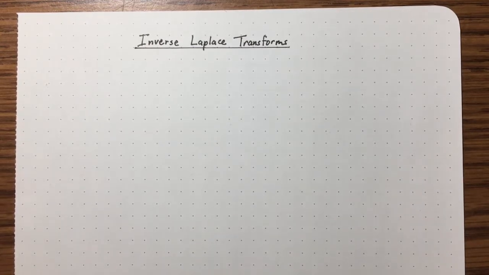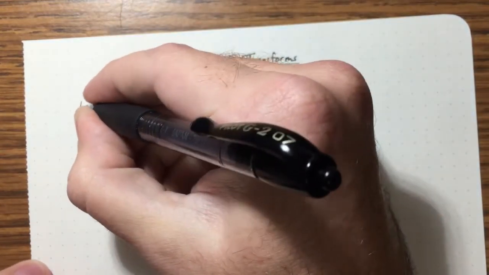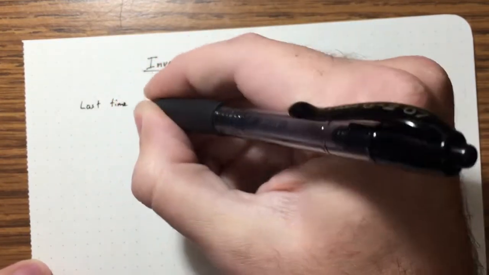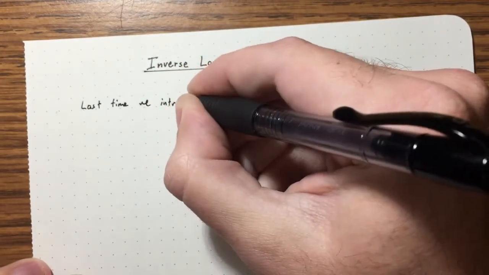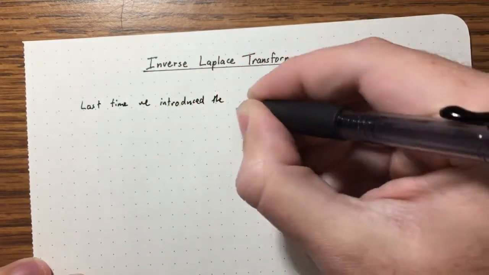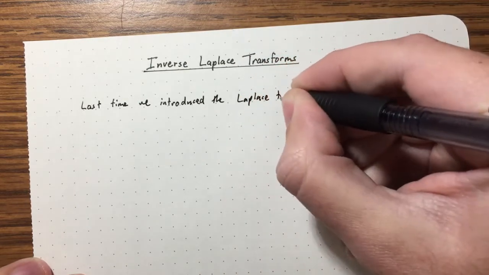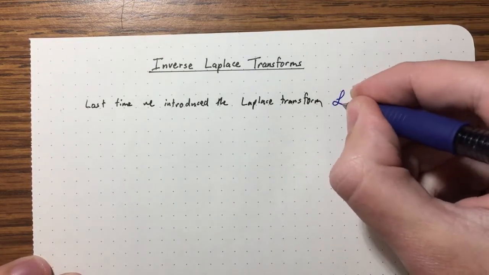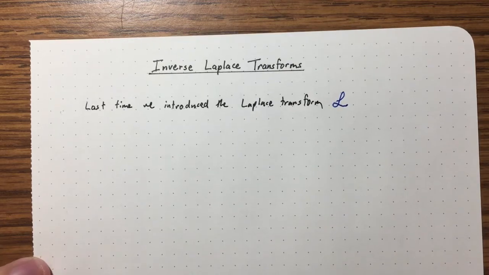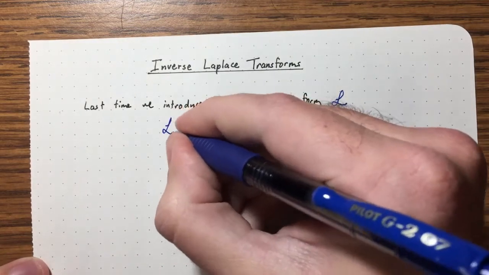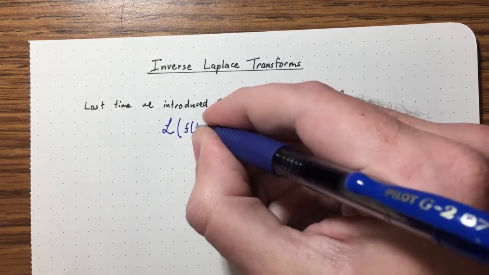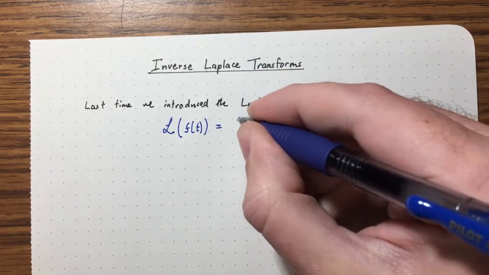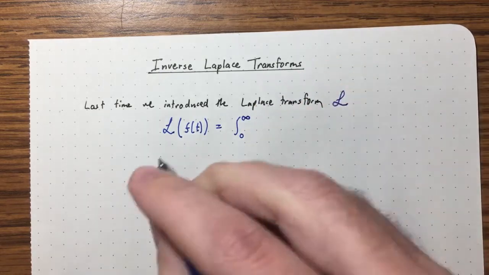So in this lecture, we're going to talk about inverse Laplace transforms, but I'd like to start out by recalling what we did in the previous lecture. Last time, we introduced the Laplace transform, and we use a symbol capital L for the Laplace transform. Let's just recall how it's defined. We input a function of t, and then the output is a function of the variable s.